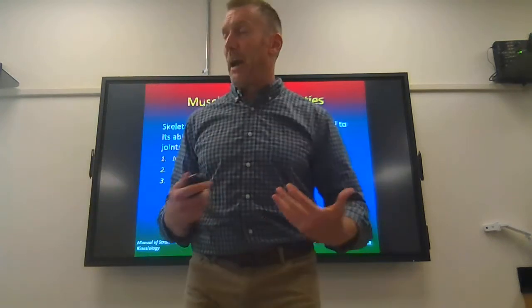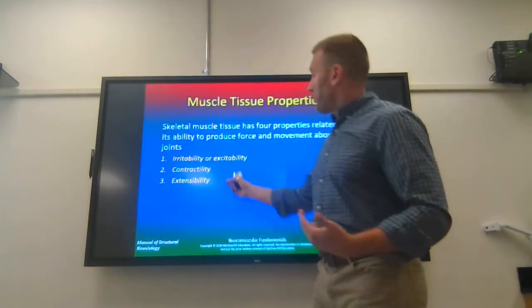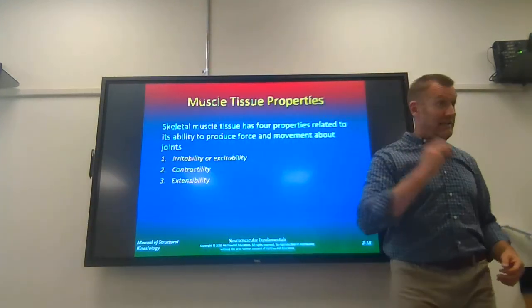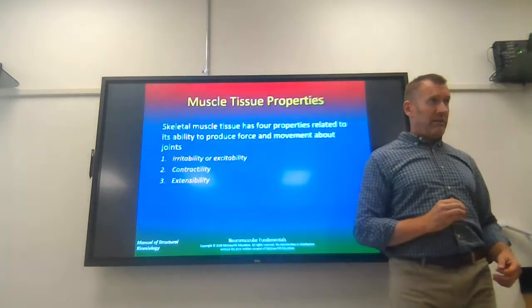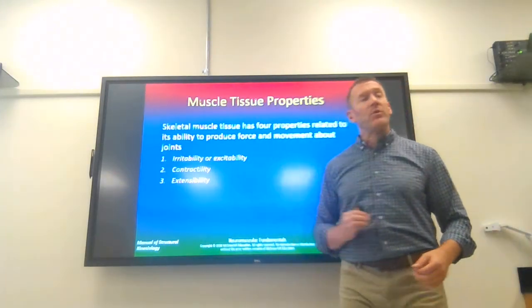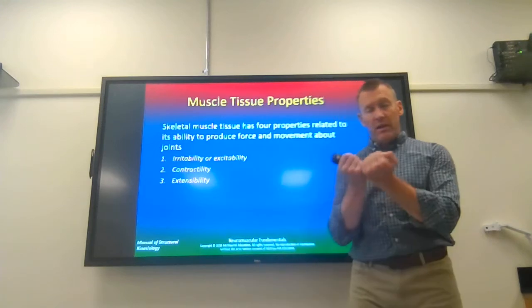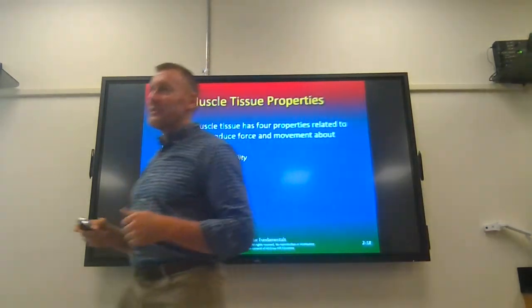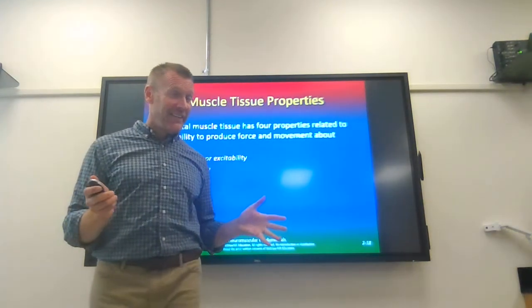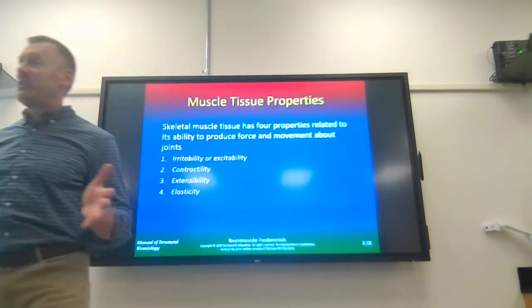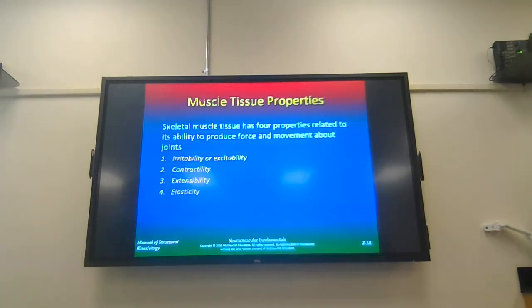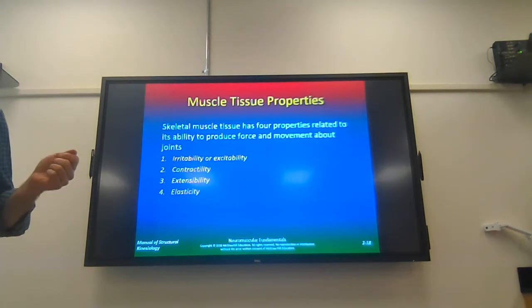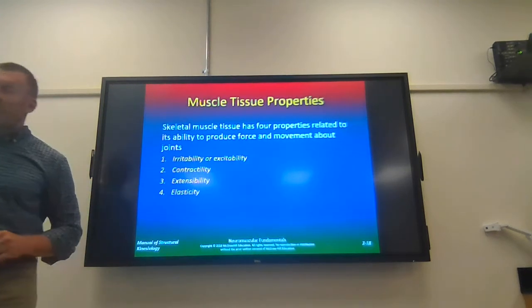Skeletal muscle is highly adaptable. These properties can be trained. We can train a muscle to contract with more force. We can train a muscle to be more extensible. Elasticity. Can a muscle be trained to be more elastic? Yeah. With practice, we can make a muscle develop greater spring qualities. Muscles are great at storing energy and releasing energy. So all four of these properties are trainable.